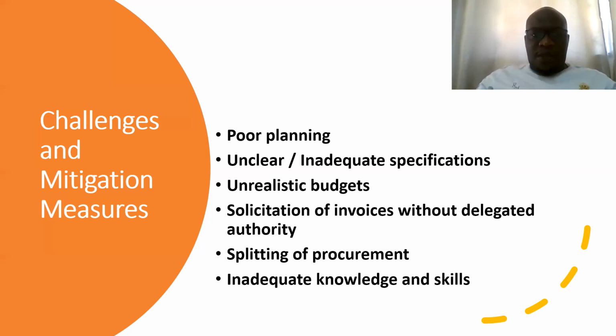And then the other challenge is inadequate knowledge and skills in regards to procurement. The different user departments do not have enough knowledge and skills about the procurement process, where it starts from, and which roles they are supposed to be doing in the procurement process. So they end up making poor plans and giving inadequate specifications. To mitigate this, there should be continuous trainings in regards to procurement, as well as professional development trainings and capacity building about procurement. Thank you.